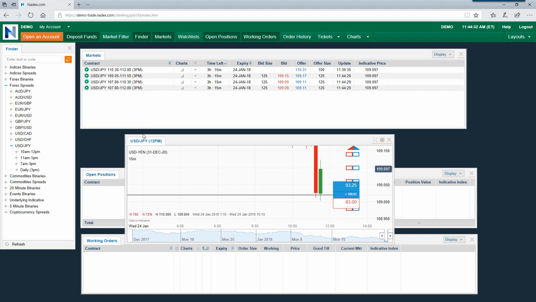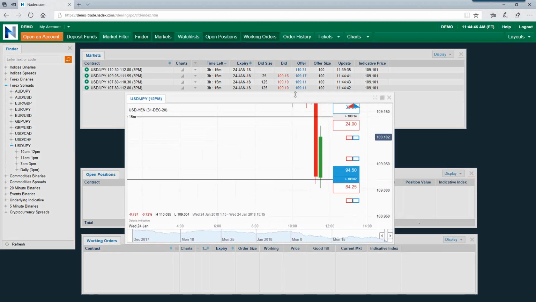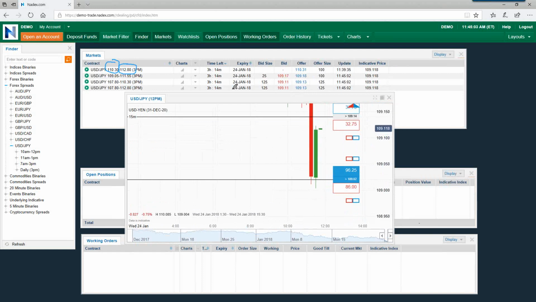The difference is the binary is always going to have a maximum payout of $100 minus what you paid on entry. That would be your profit. A spread, on the other hand, you have a floor and a ceiling. This is your floor. This is your ceiling. Since my bias is to the long side, I would be looking to buy the floor that was closest to price. In this case, it's 109.05.